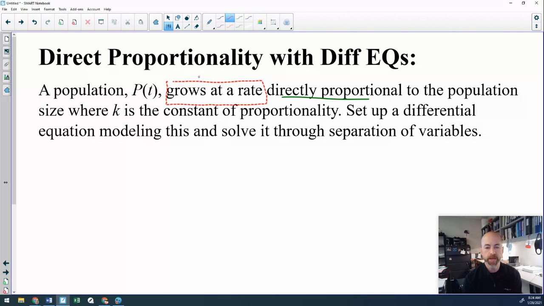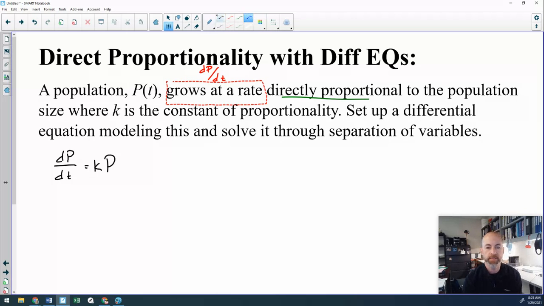So grows at a rate is referring to P prime. However, in differential equations, I much prefer dP/dt. So that's the change in population over time is directly proportional. This sentence is saying that dP/dt is directly proportional to the population size, and the population size is P of t. Now I'm going to shorten it to just P, but there is your differential equation. And now let's see what happens when we solve this.